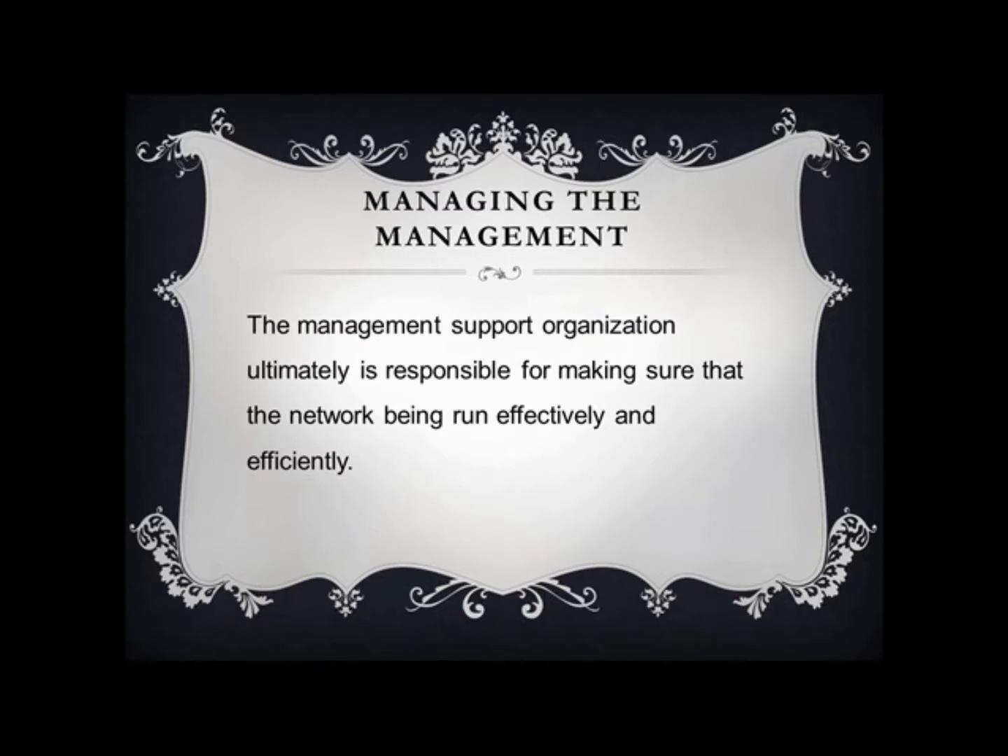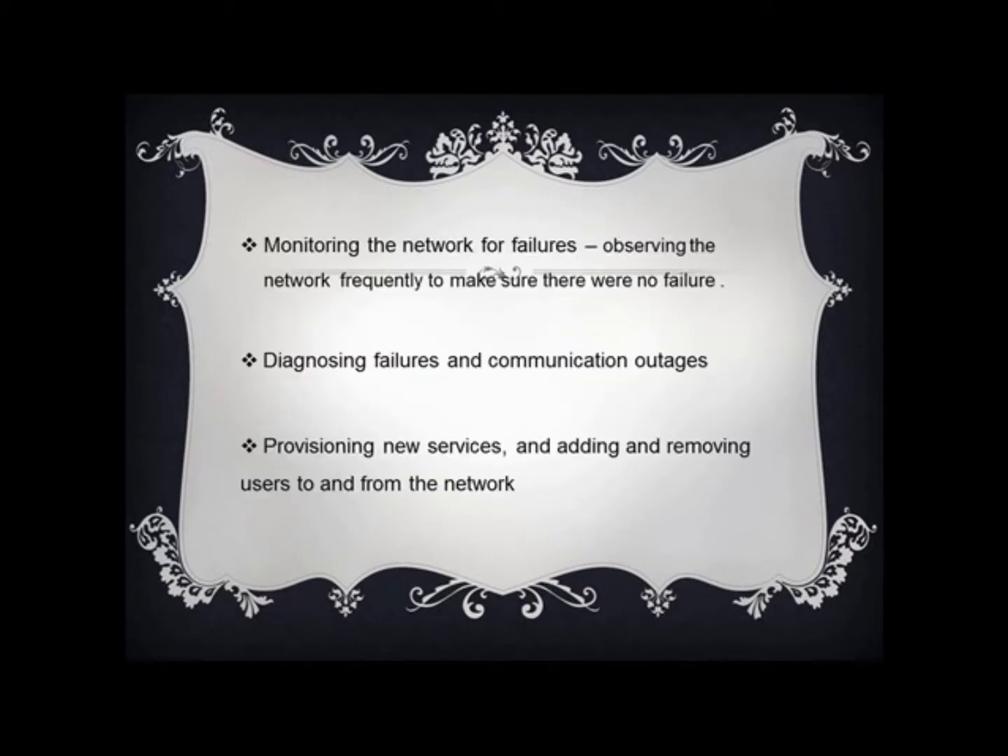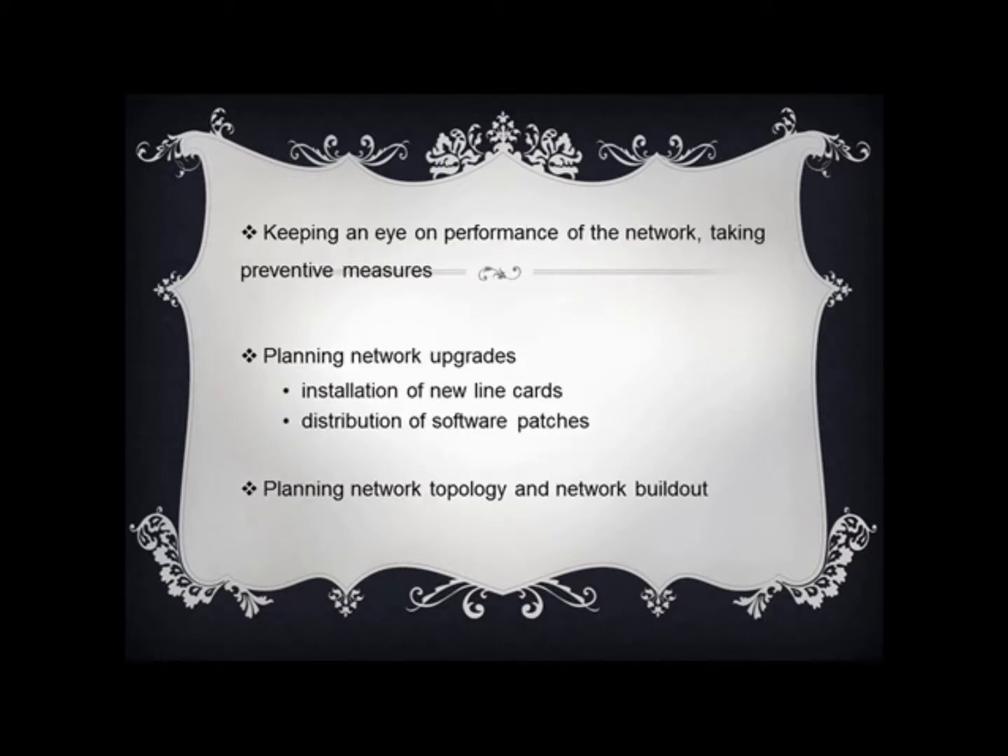Managing the management. The Management Support Organization ultimately is responsible for making sure that the network is being run effectively and efficiently. It performs tasks such as monitoring the network for failures, observing the network frequently to make sure there were no failures, diagnosing failures and communication outages, provisioning new services and adding and removing users to and from the network, keeping an eye on performance of the network, taking preventive measures when service levels appear to slip, and taking note of early indications when, for example, the network is running low on communication capacity.